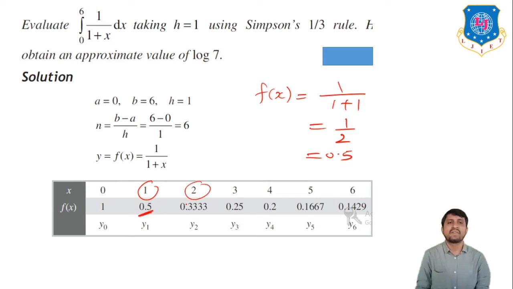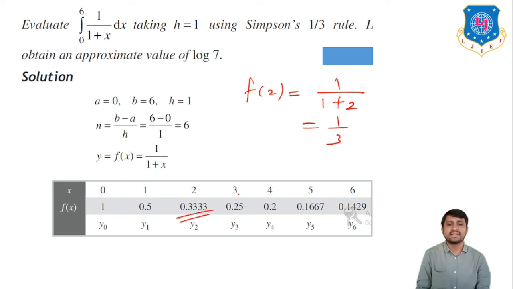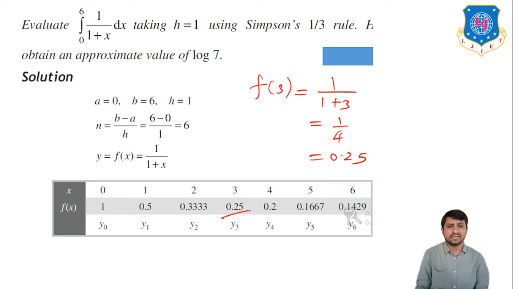Now to find f of 2, that means 1 upon 1 plus 2, so 1 by 3, which is 0.3333. Then if you want to find f of 3, then 1 upon 1 plus 3, so this is 1 by 4, and you know that 1 by 4 is 0.25.